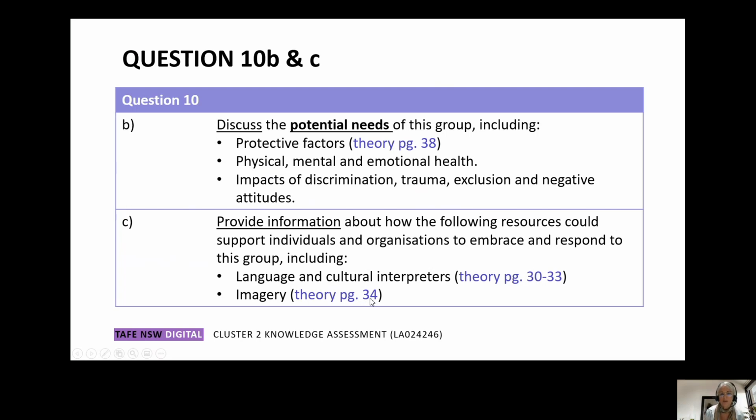What is imagery? You need to understand what imagery is. So read about it on page 34. And then when you do your research, once you understand the particular group, you'll be able to discuss how these resources will support you working with those particular groups.